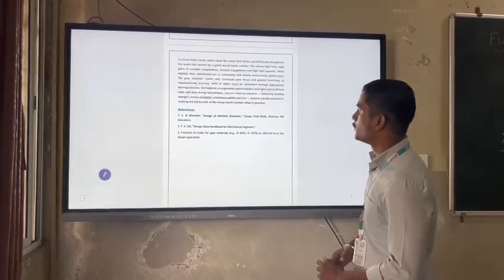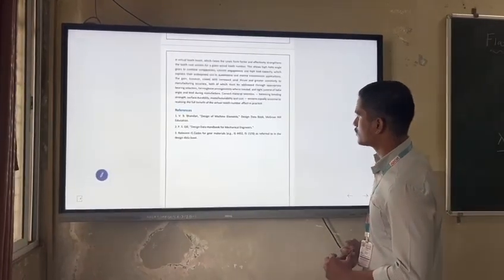Reference is from V.B. Bhandari, Design of Machine Elements, for gear practice.